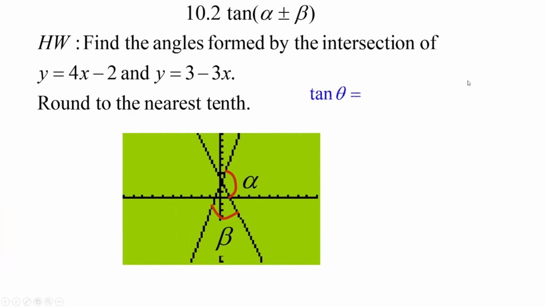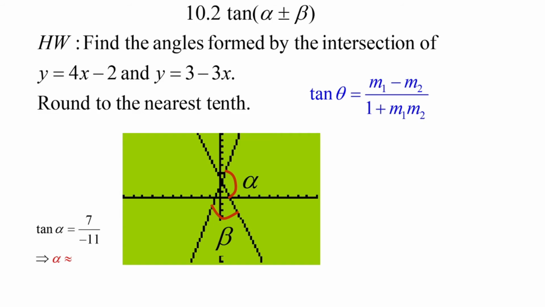And we're going to use our new formula. Tangent of theta equals the slope of the first line minus the slope of the second line over 1 plus the product of those two slopes. So let's go. Tangent of this obtuse angle, alpha, is m sub 1 minus m sub 2. That's 4 minus negative 3, or 7. And then 1 plus 4 times negative 3 is 1 plus negative 12, which is negative 11. Now let's go inverse tangent of 7 over negative 11.